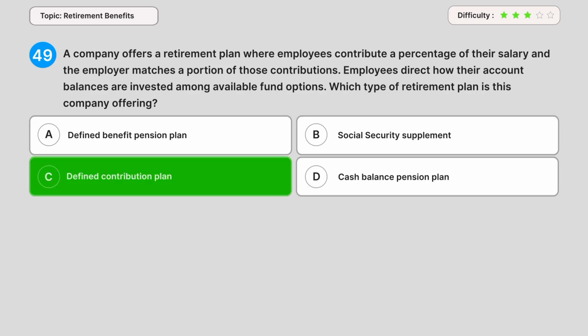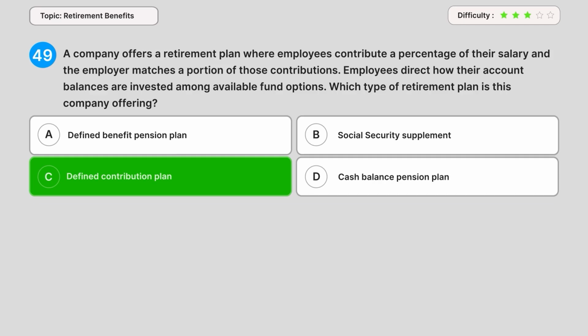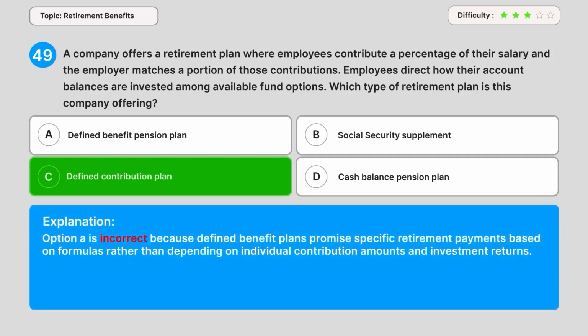Correct answer, C. Defined contribution plan. Explanation. Option C is correct because defined contribution plans specify employer and employee contribution amounts, with retirement benefits depending on investment performance of individual account balances. Option A is incorrect because defined benefit plans promise specific retirement payments based on formulas rather than depending on individual contribution amounts and investment returns.